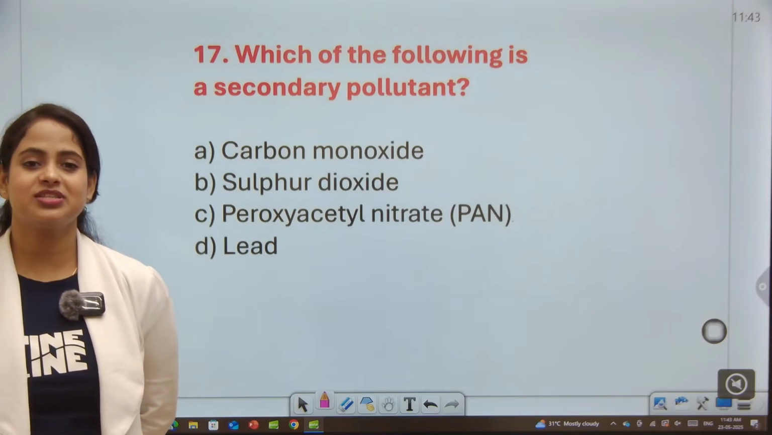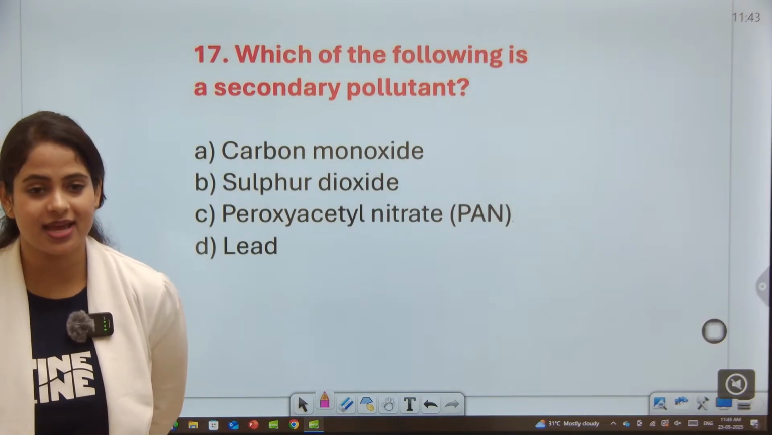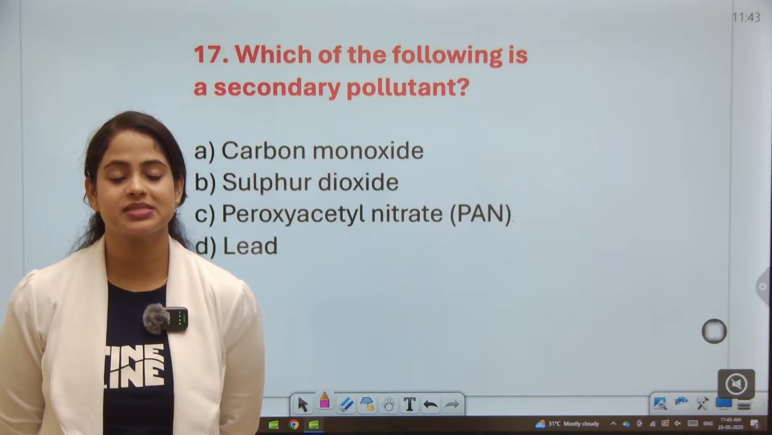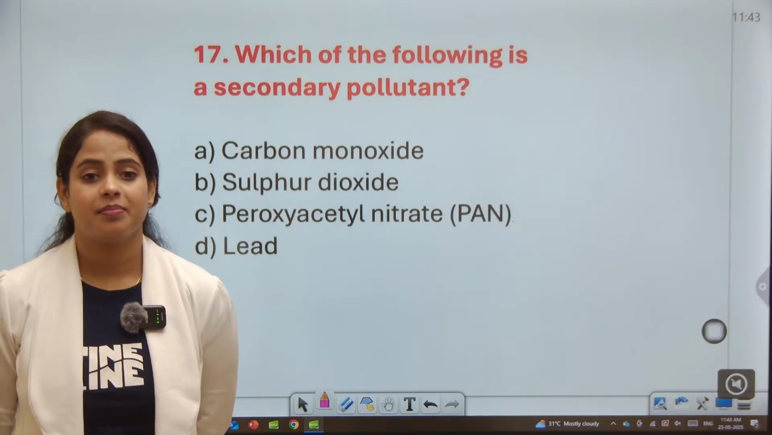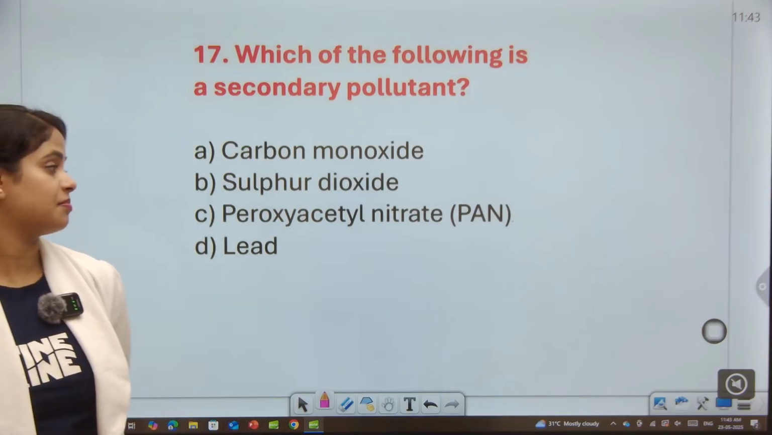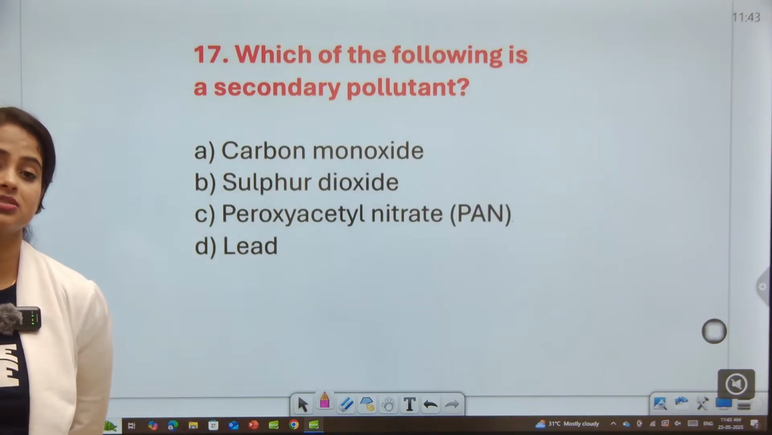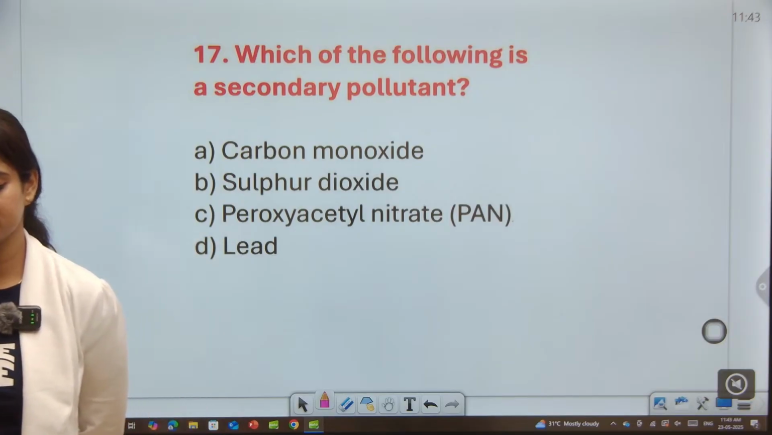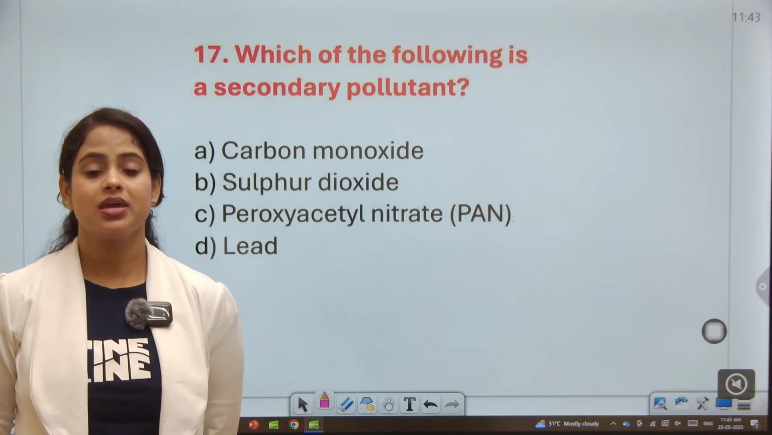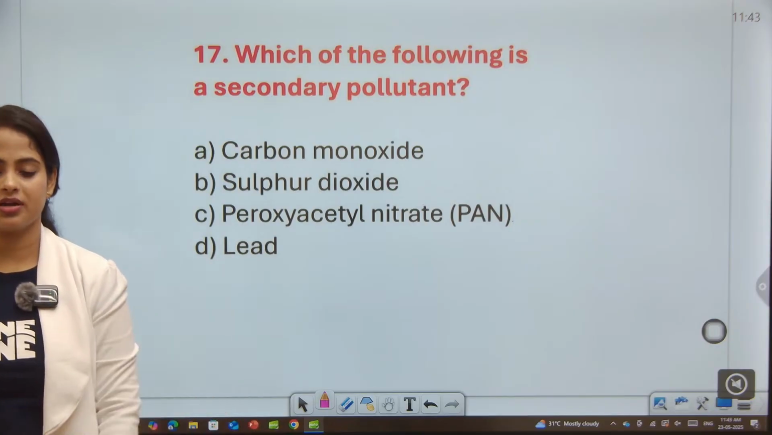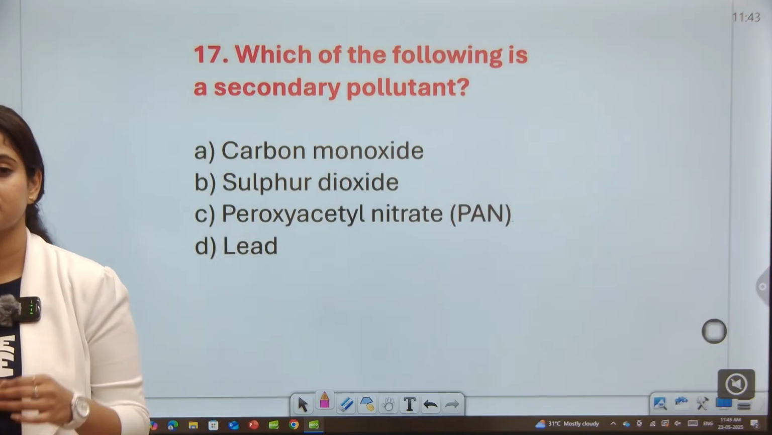Next question. Which of the following is a secondary pollutant? The options are carbon monoxide, sulfur dioxide, peroxyacetyl nitrate, that is called as the PAN, or lead. What will be the right answer? Tell me.